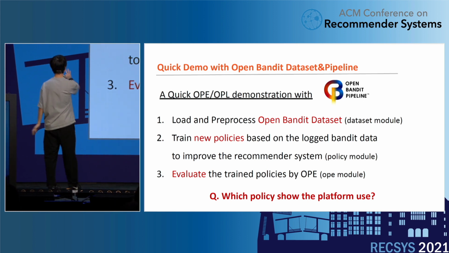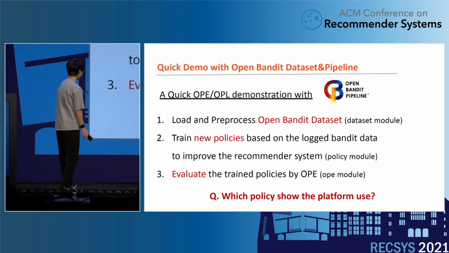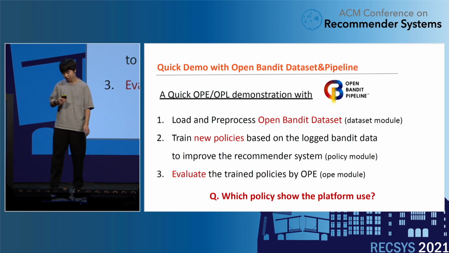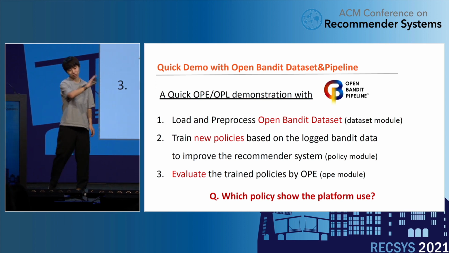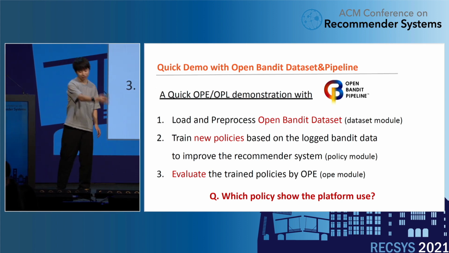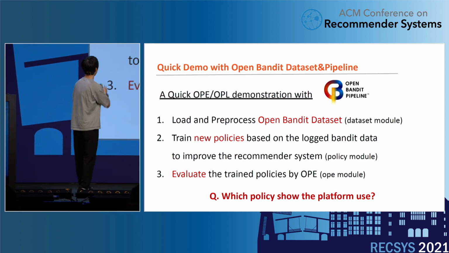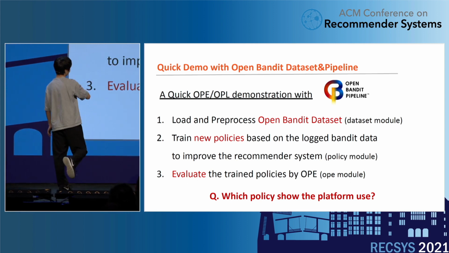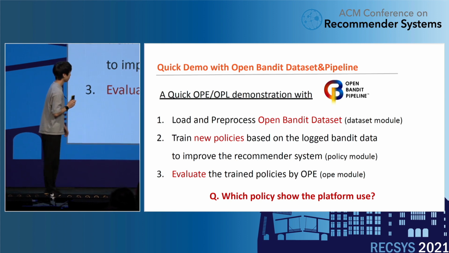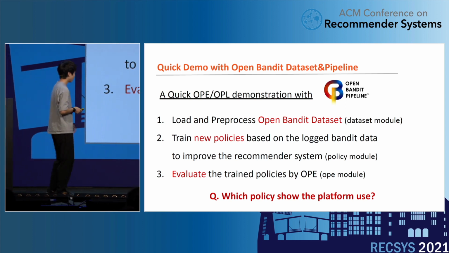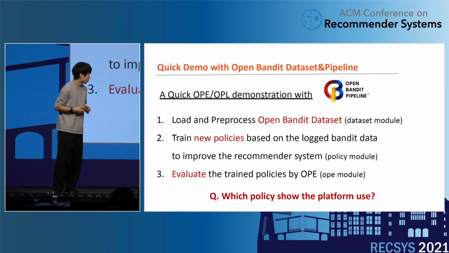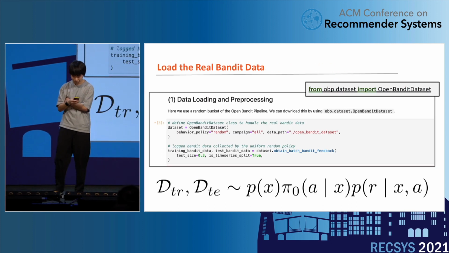So the third part is going to be the off-policy evaluation, and I will evaluate these trained new policies by using off-policy evaluation, and then we can compare the performance of these new policies against the uniform random logging policy, and also we can pick the best policy between the 2 newly trained policies, right? And the final question here is which policy to choose for the platform, right?